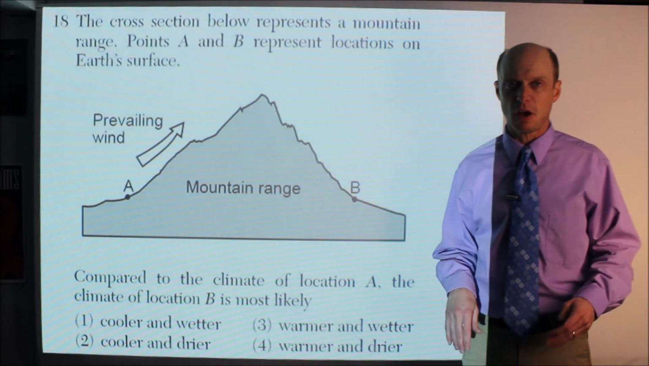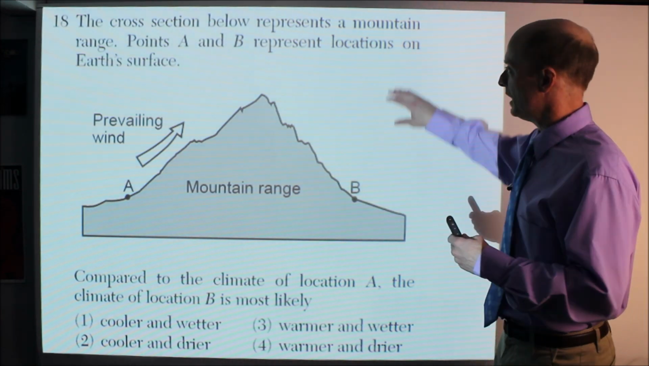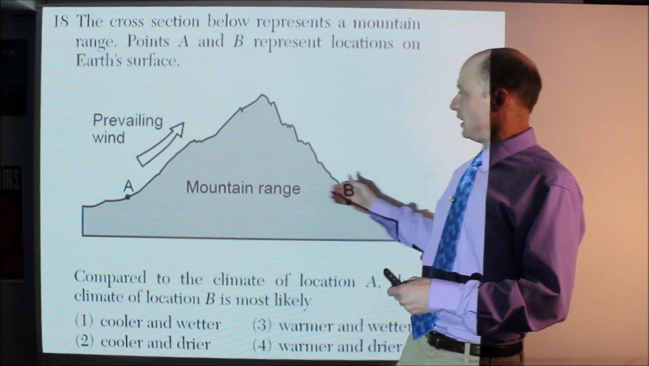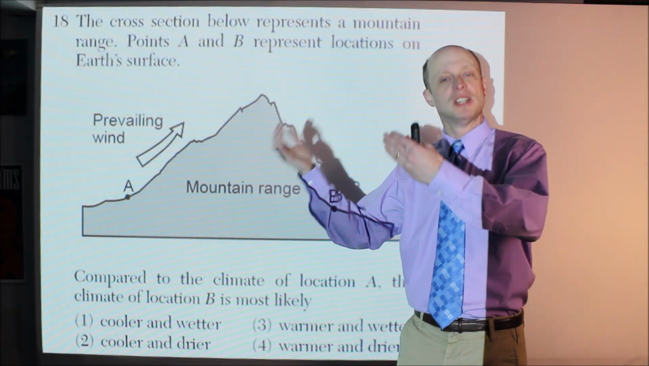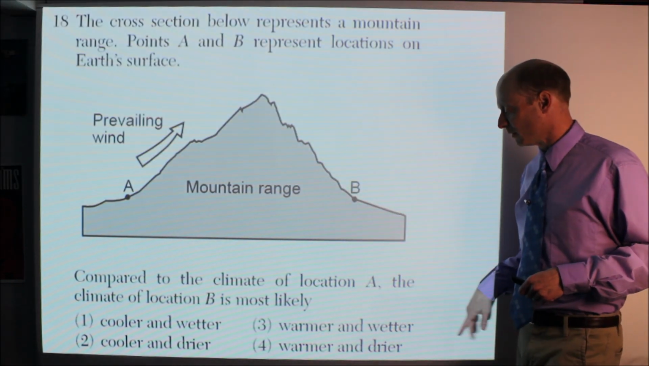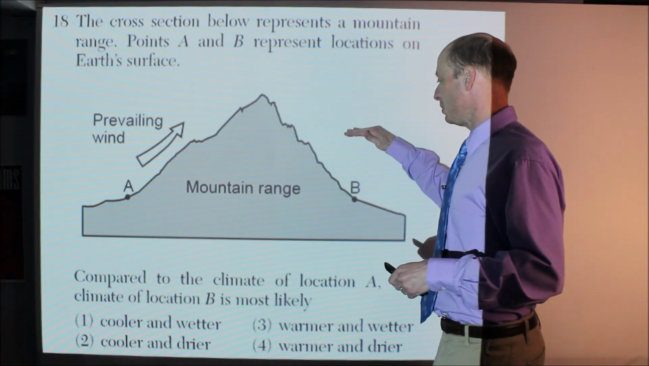Number 18, the cross section below represents a mountain range. Points A and B represent locations on Earth's surface. A and B is over here. Prevailing wind, that means the wind generally comes from that direction, has the arrow there showing it. The question is this: compared to the climate of location A, the climate of location B is what?